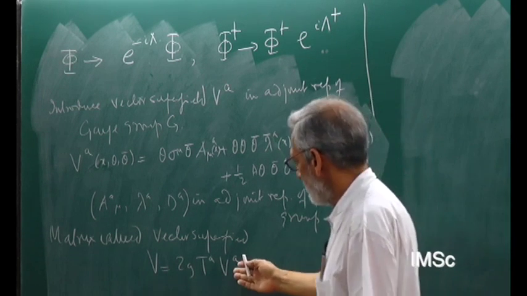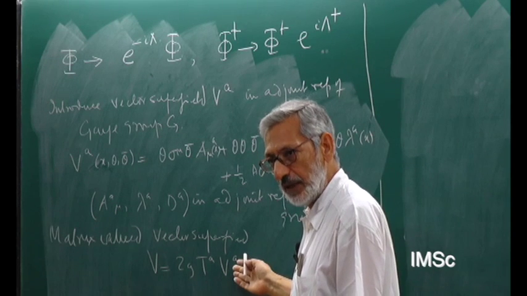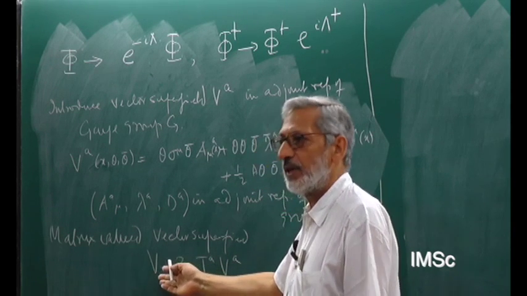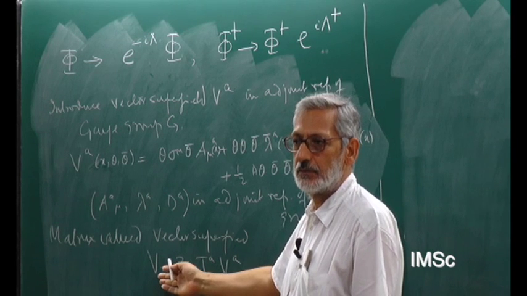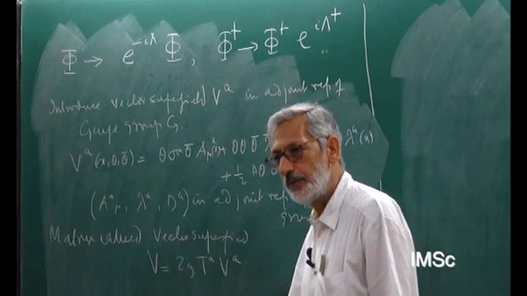V^A are vector superfields, which means real superfields. V^A dagger is the same as V^A. This is a matrix valued real superfield. V dagger is the same as V.